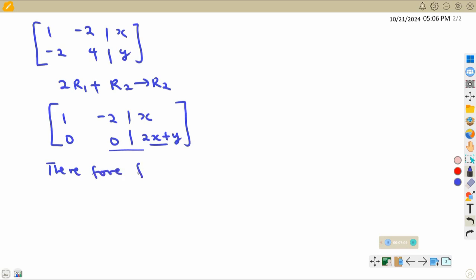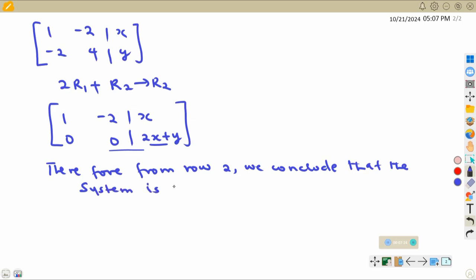Therefore, from row 2, we conclude that the system is inconsistent, and hence no solution.